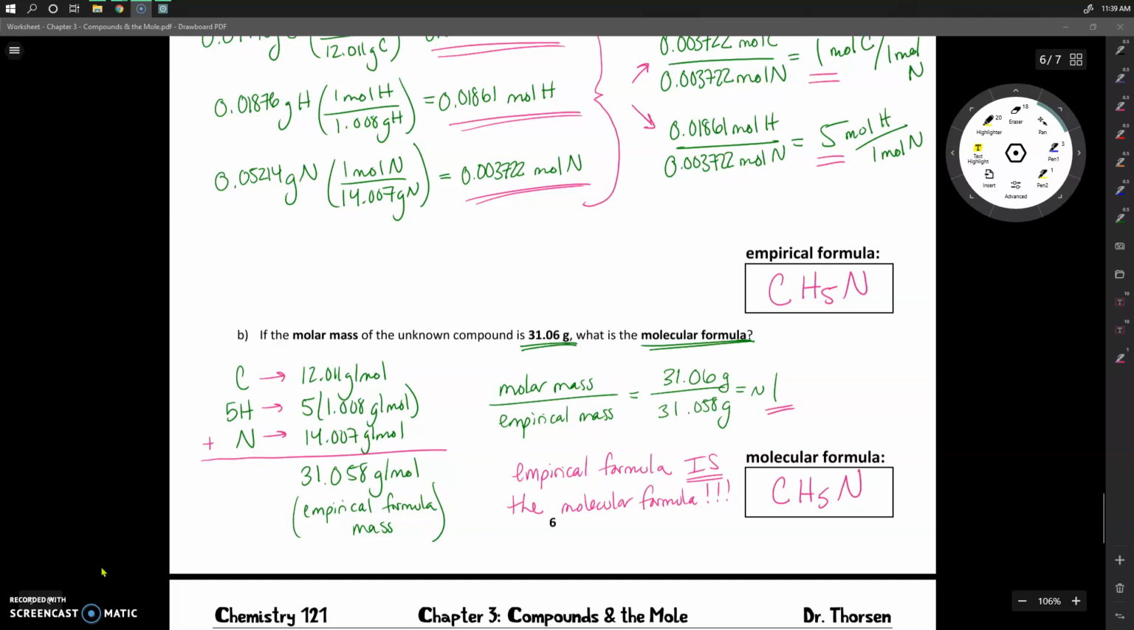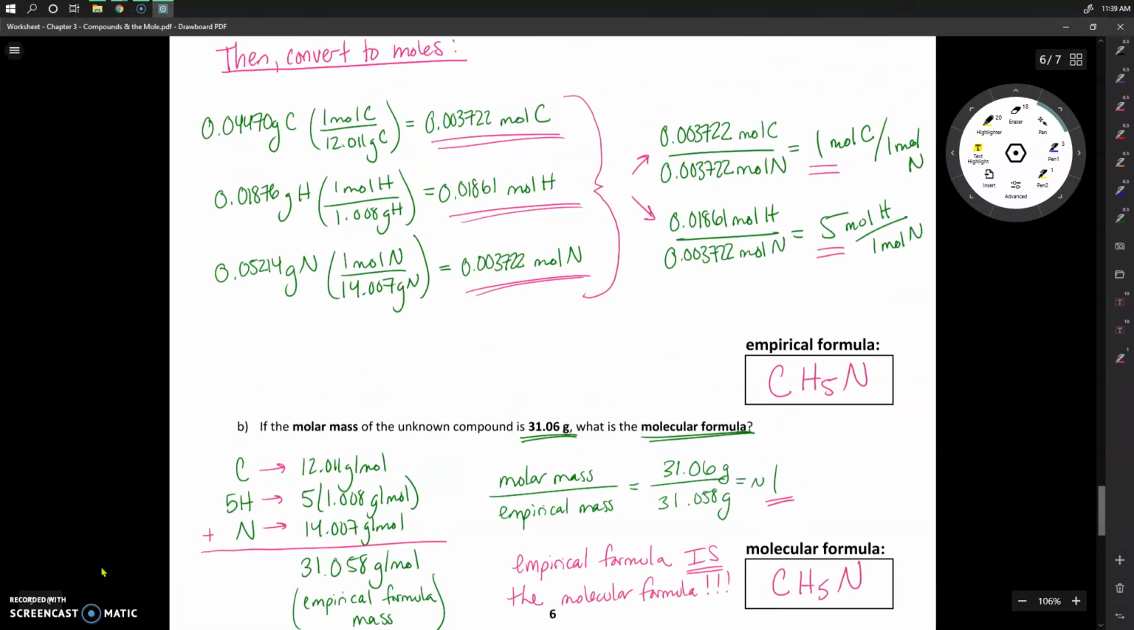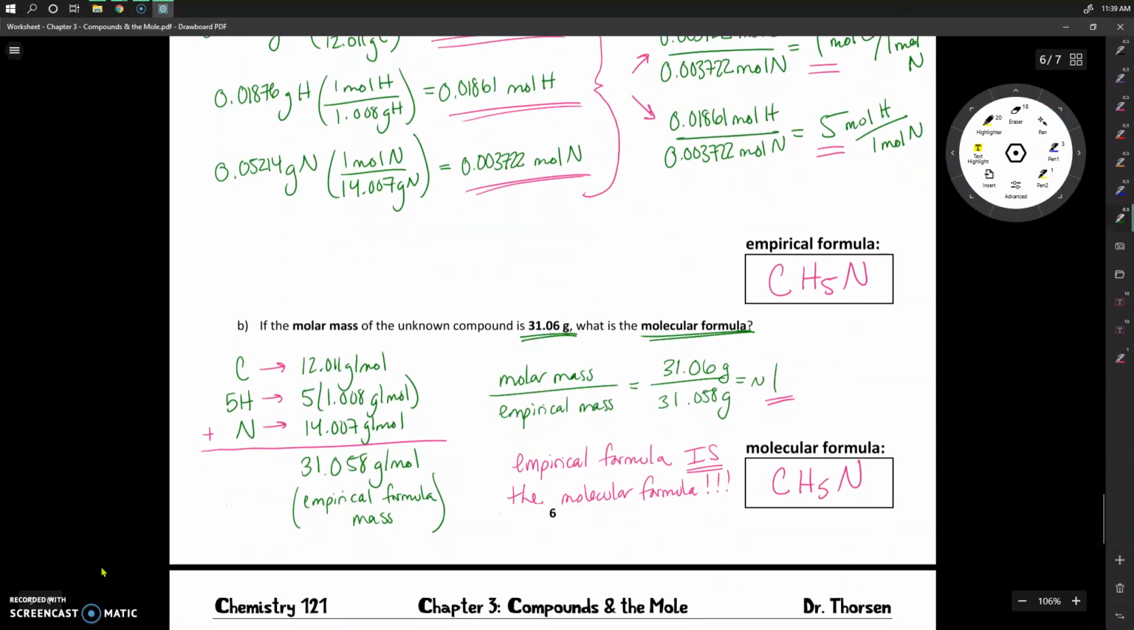Now, if we had compared these and the number we got was 2 or 3 or something like that, then remember that going from the empirical formula to the molecular formula usually just involves multiplying by some whole number ratio. In this case, we're multiplying by 1, so nothing changes, right? So the two formulas are exactly the same.